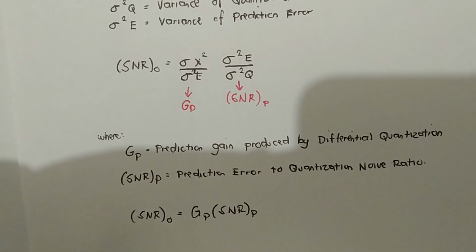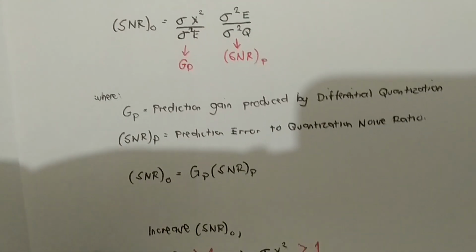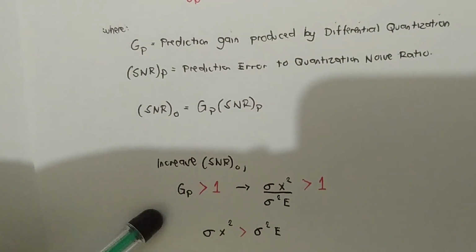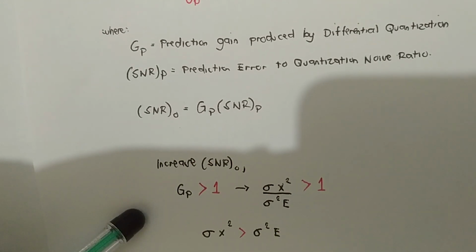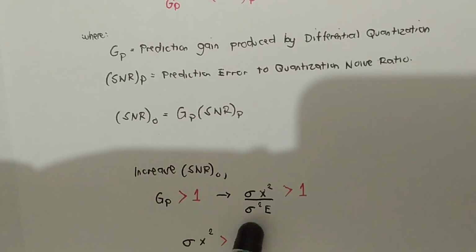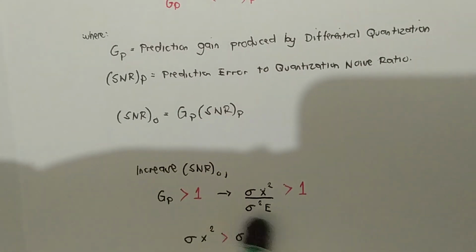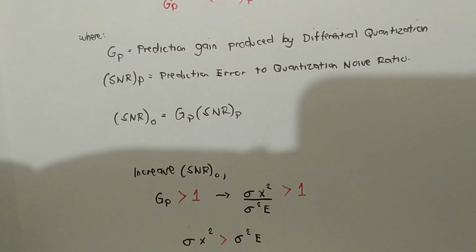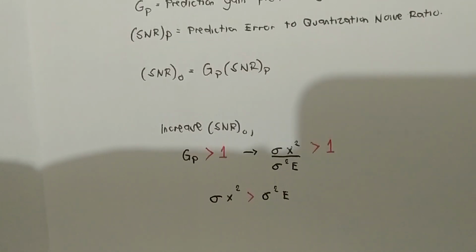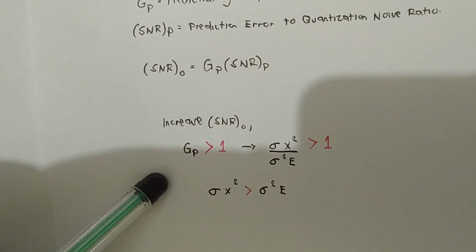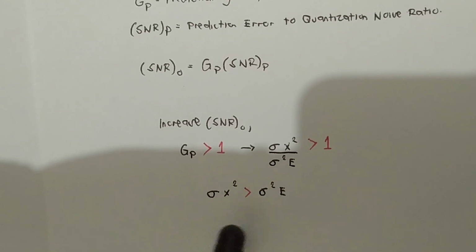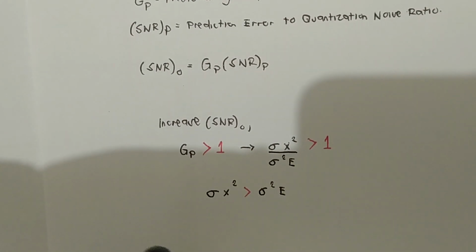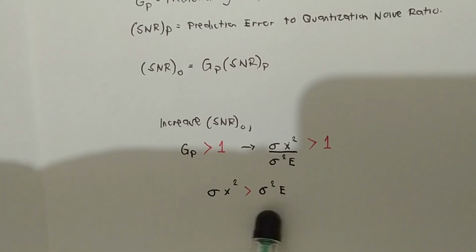Para ma-increase yung SNR output, kailangan ng GP ay greater than 1, where yung GP is sigma x squared over sigma squared e. Para makontrol yung pagtaas ng GP, either increase natin yung sigma x squared or i-decrease yung sigma squared e.